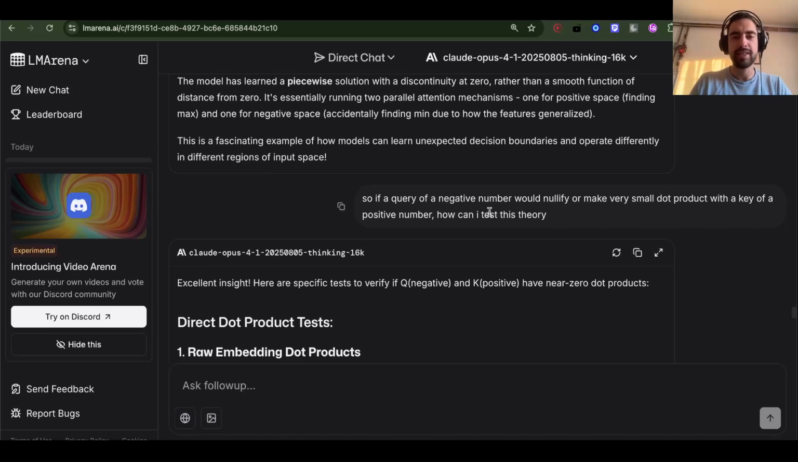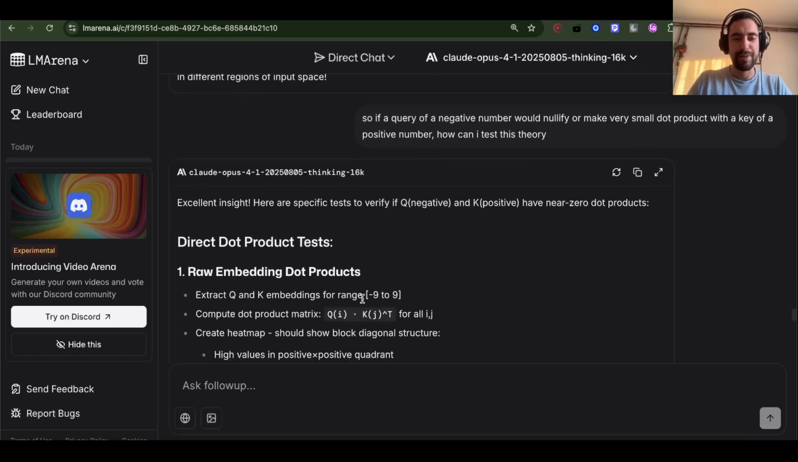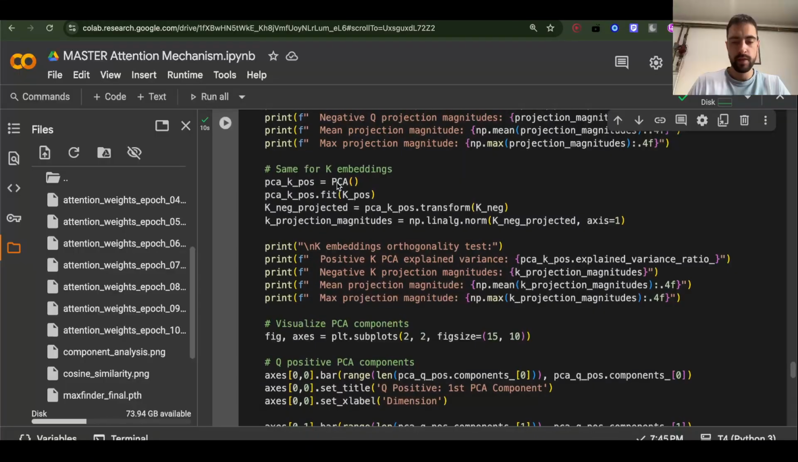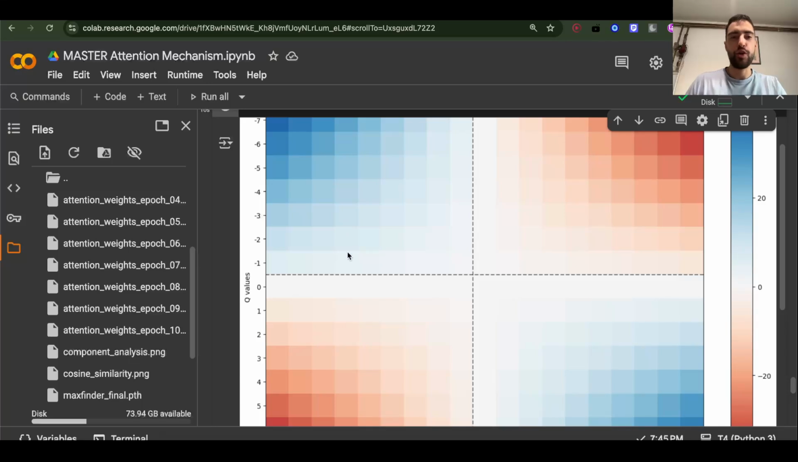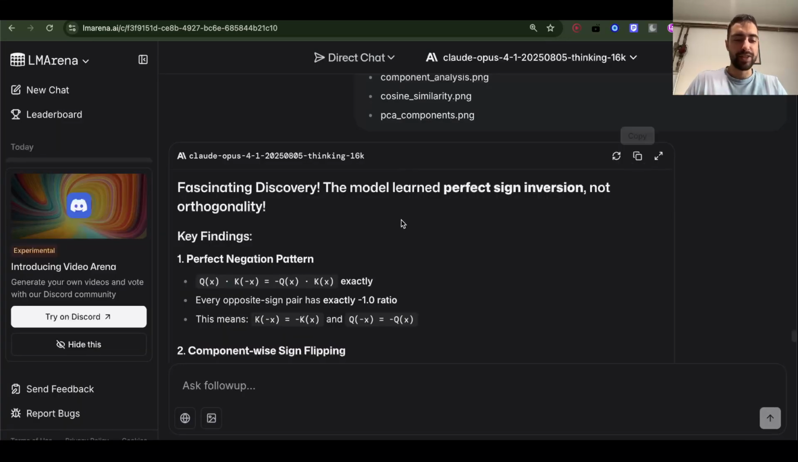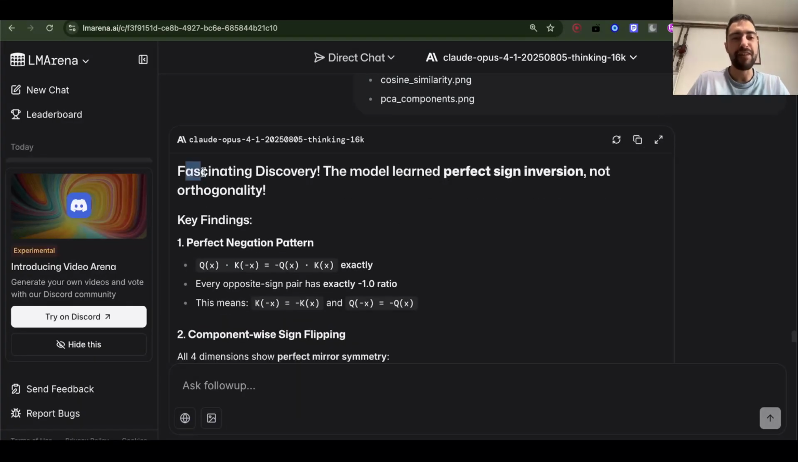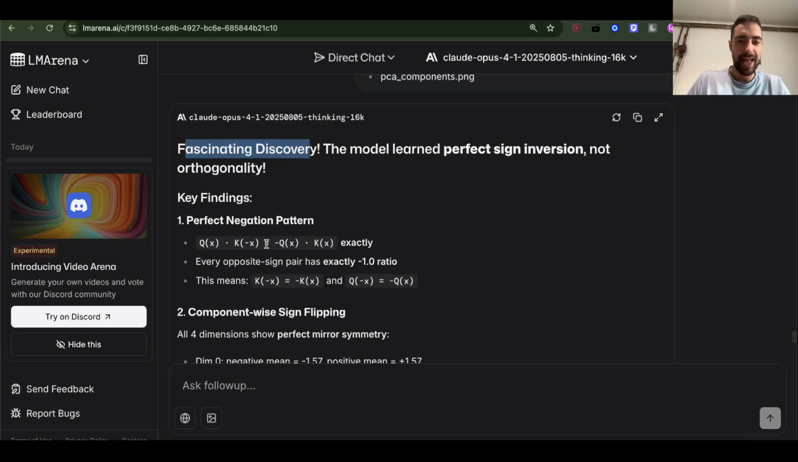How would you test this hypothesis? Well, I'm asking Claude Opus, to be honest. I used Opus to tell me what to do. I copied the output into Sonnet to generate code, and then copied the output of the code into Opus to generate the report. This research is so easy. And Opus said, fascinating discovery. The model learned perfect sign inversion, not orthogonality.